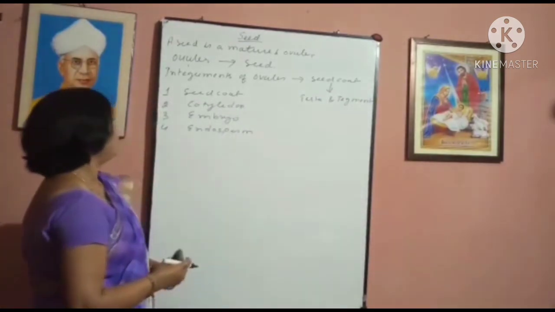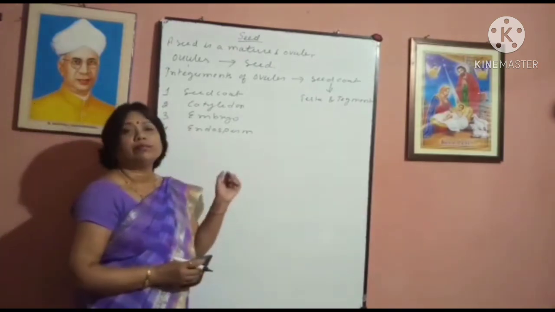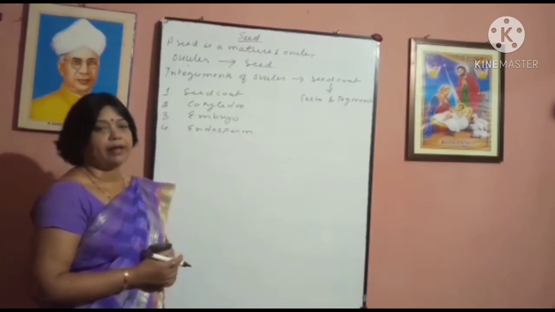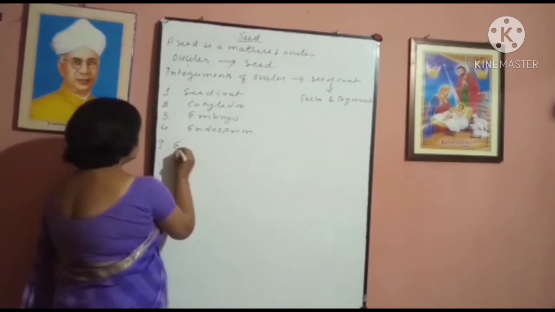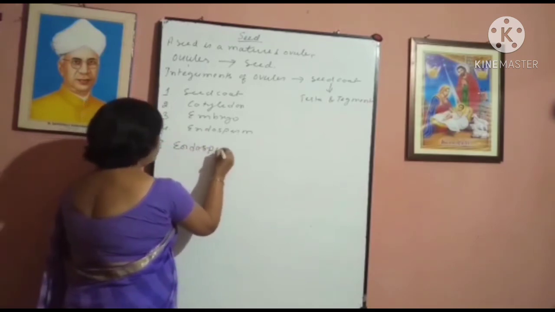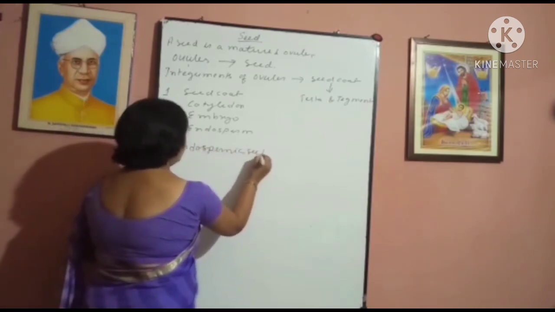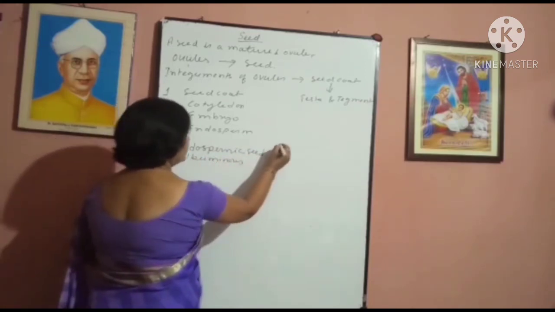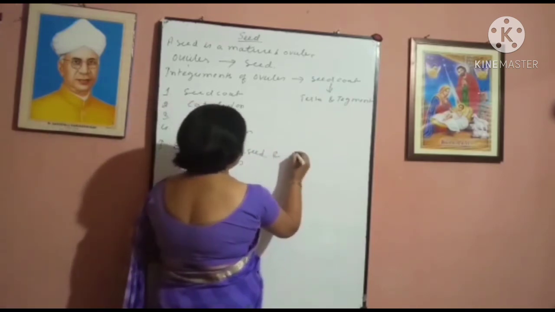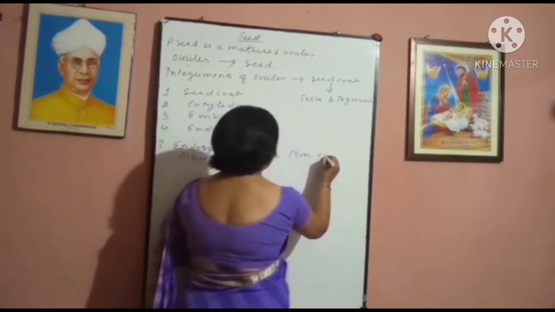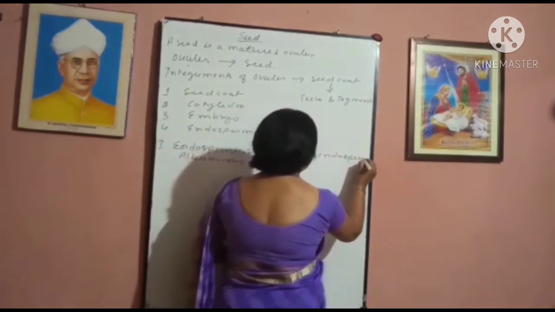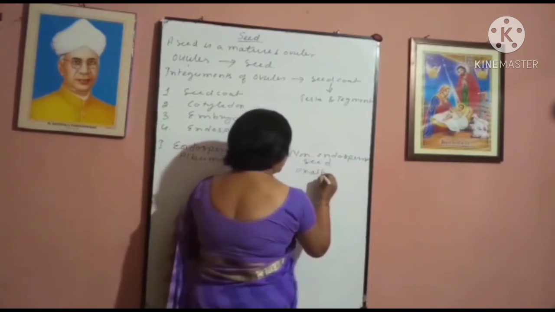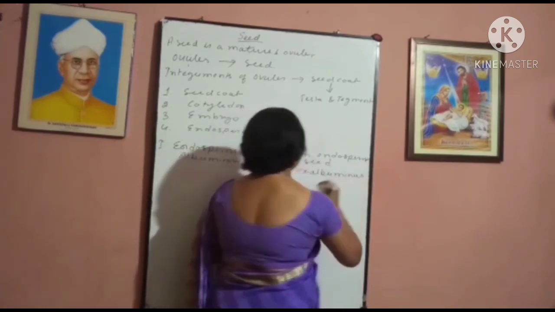So now, according to the presence or absence of endosperm, the seeds are of two types. First, endospermic seed or albuminous seed, and then non-endospermic seed or ex-albuminous seed.